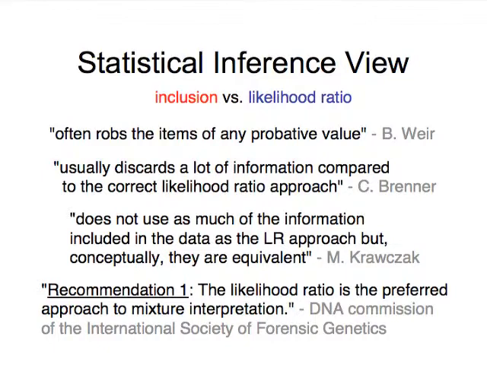When would you not consider the victim? When would you not consider quantitative information? And these are all very prominent people, which is why they're on the paper. And Bruce Weir had said, inclusion often robs the items of any probative value. Bruce had testified in the OJ trial, was very well known.